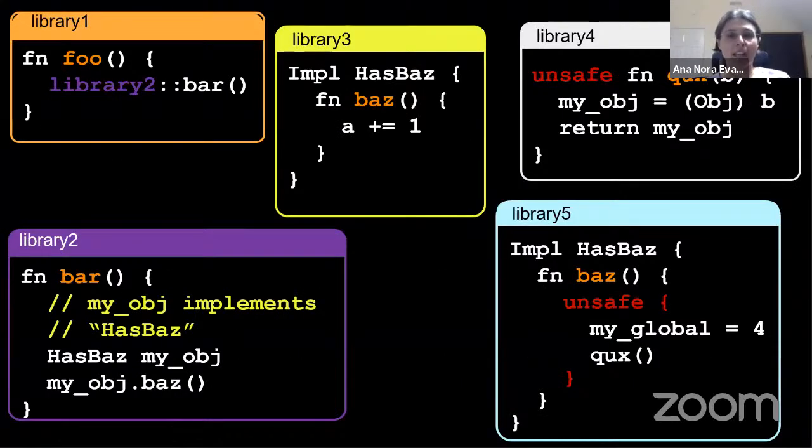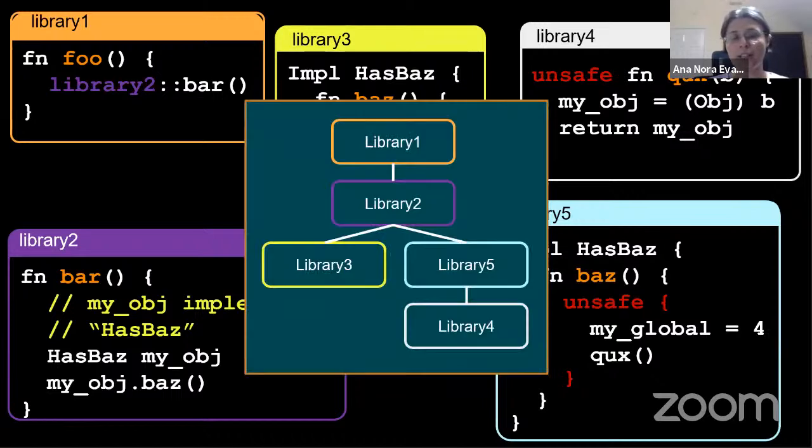so it is a very popular programming language. Here, we made up an example to show you the problems that a developer might encounter in tracing down the unsafe. Let's say that we develop library 1, where function foo should call function bar from library 2. Here, in library 2, hasBuzz is an interface, so it can be implemented either in library 3 or library 5. And in turn, library 5 calls the Quax function of library 4. And the dependency graph of the libraries is shown here.